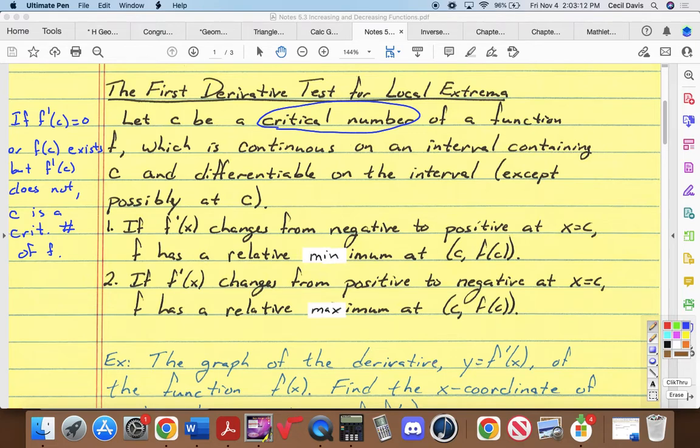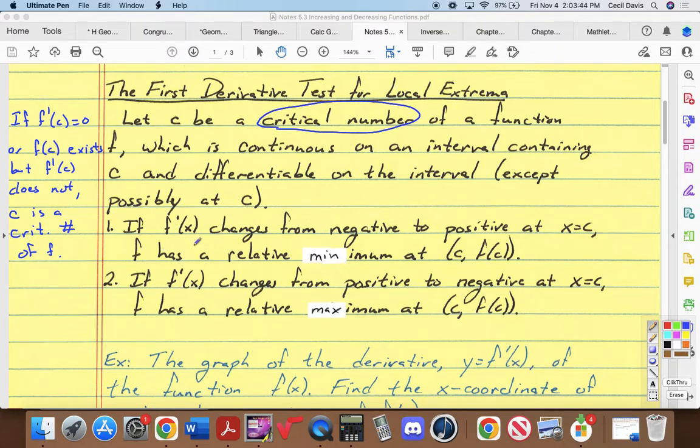When you have a critical value, the function could, if it's increasing, suddenly turn around and go the other direction. But it doesn't have to. It could continue going the same direction. Or if you have a point where the derivative doesn't exist, you could have a change in direction, but you don't have to. Okay? So they are potential turning points. That's the way I like to think about them. Critical points are potential turning points.